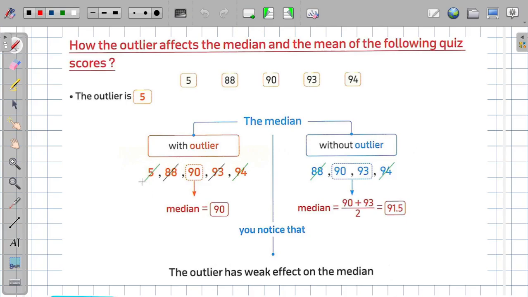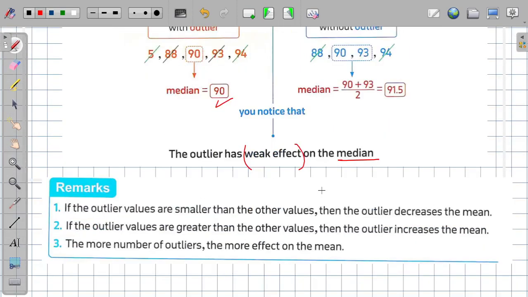With the outlier, if I want to find the median, here it will be 90. But here, without the outlier, I will find that I have two medians, so I would add them and divide by 2, so it will be 91.5. So here I have 90 and here I have 91.5, so the outlier has a weak effect on the median. I think the difference between the two numbers is very small. So we can say that it has a weak effect on the median.